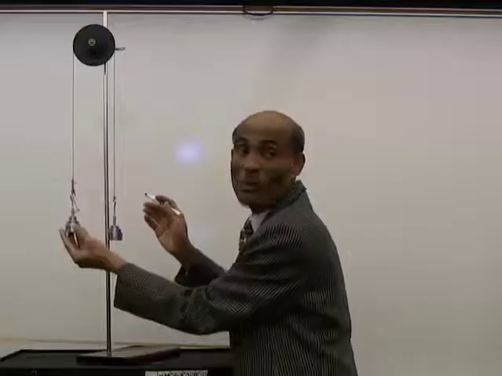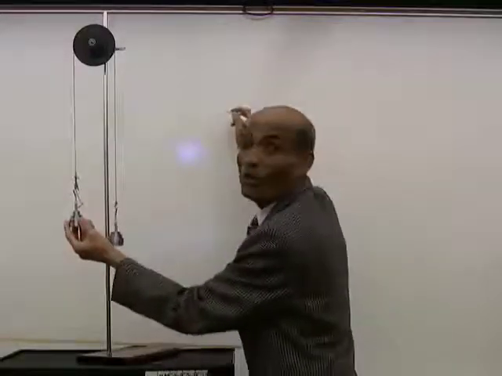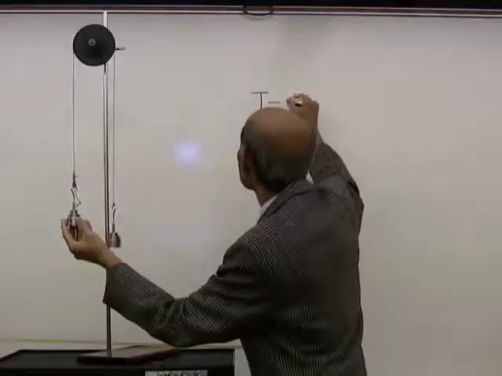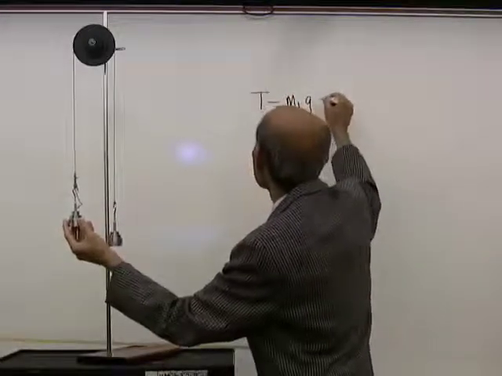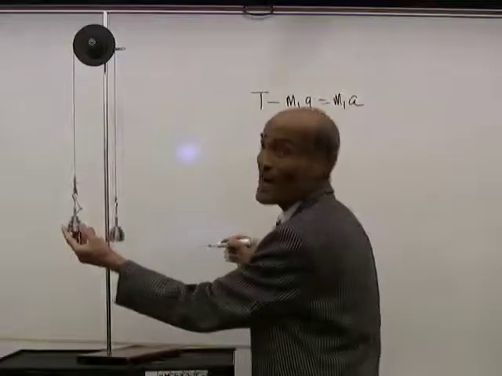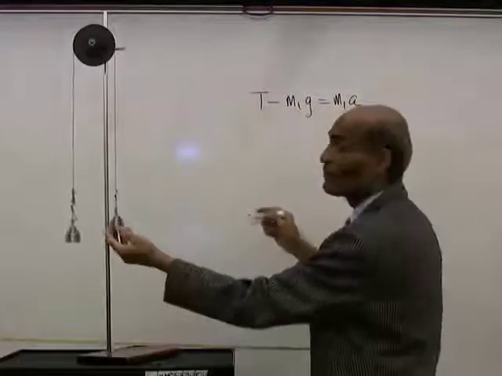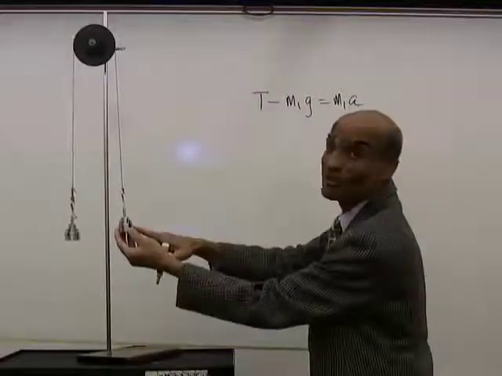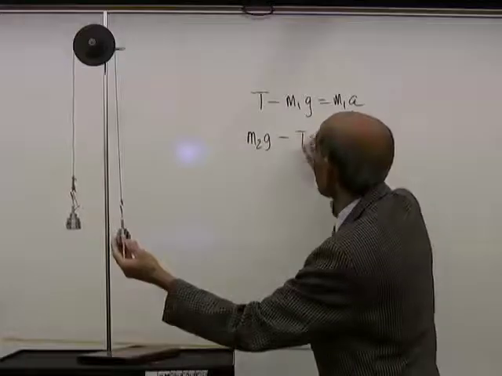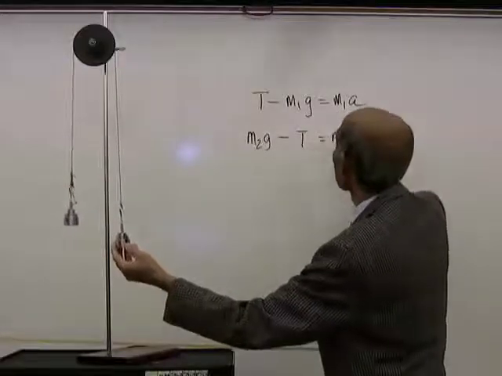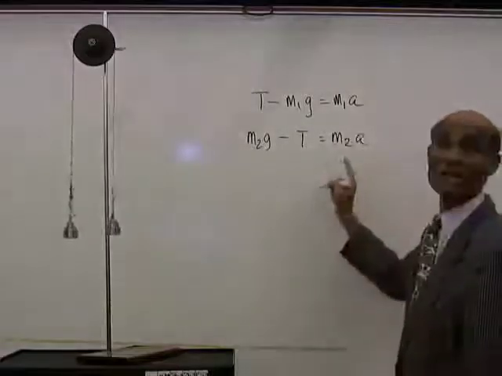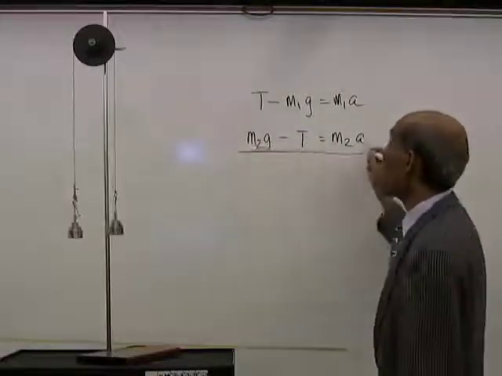If this is m1, the net force on that will be T minus m1g, and that will be equal to m1a. Similarly, the net force on this will be m2g minus T equal to m2a. We got two equations there. Now what happens if I add them?